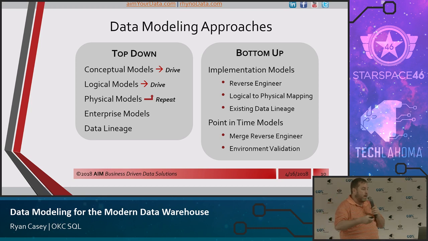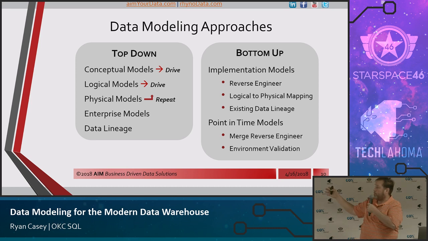So we have 2 types of modeling approaches. Top down, that's where we're starting from scratch, and we're going to start with a conceptual model, and then that's going to drive our logical model, which is going to drive our physical model. And those physical models also can include things like an enterprise model and a data lineage. But the idea is we're starting from the top, kind of a concept, and working down.